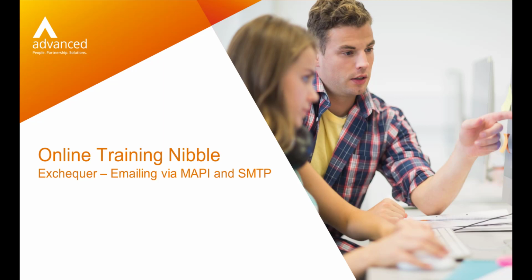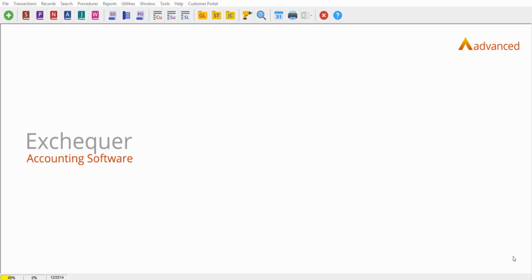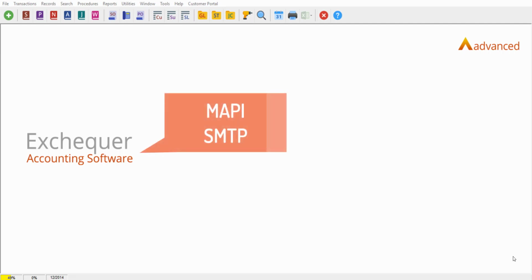Welcome to Training Nibbles, where we will show you some useful tips regarding our software that you may not have picked up elsewhere. In this session, we'll be covering how to set up Exchequer to send emails, what are MAPI and SMTP, how to troubleshoot some common issues when emailing from Exchequer, and the changes to settings for SMTP authentication in Exchequer version 12.1. Exchequer utilizes two methods of integration with your local setup to send emails, MAPI and SMTP.